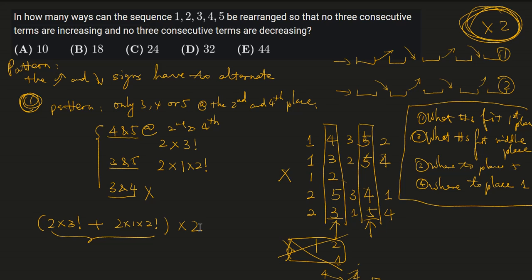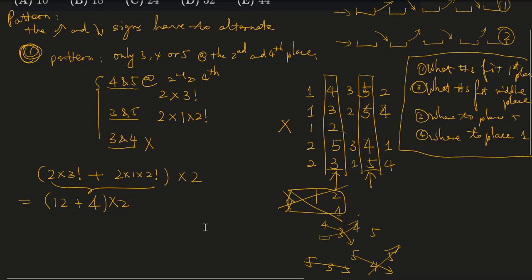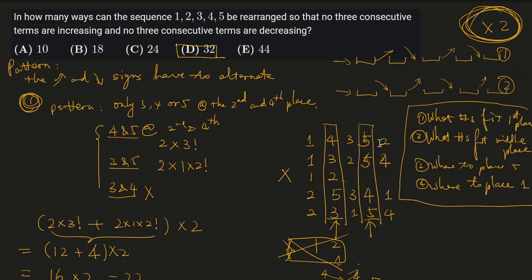Then let's do the calculation. 2 times 3 factorial, that's 2 times 6. So we have 12. And then plus 2 times 1 times 2 factorial, that's 2 times 2. So that's 4. And then we need to multiply 2 from outside. Then this equals 16, times 2 equals 32. Therefore, D is our choice, 32.